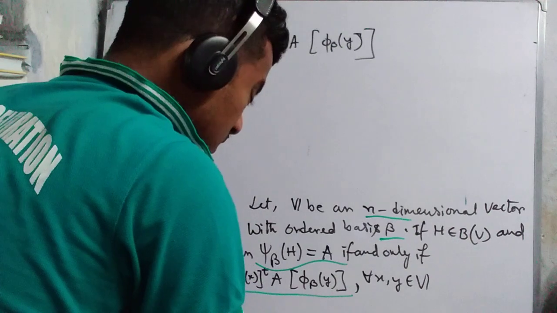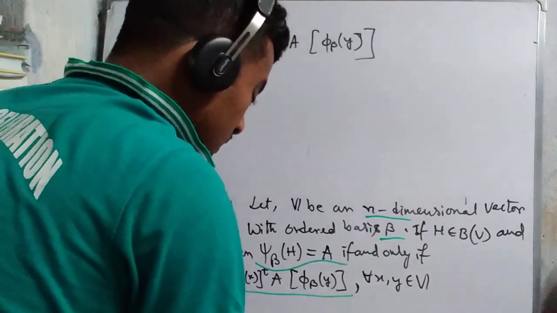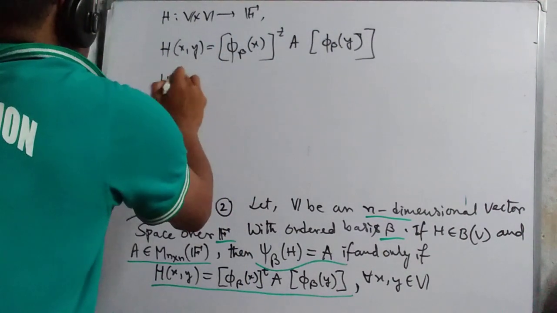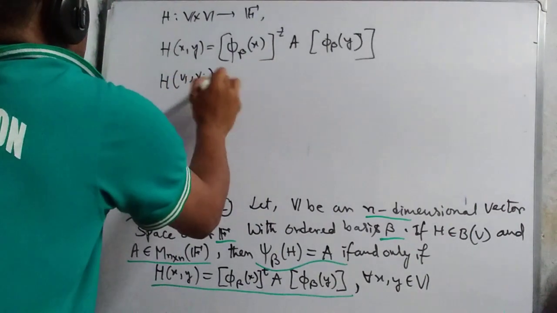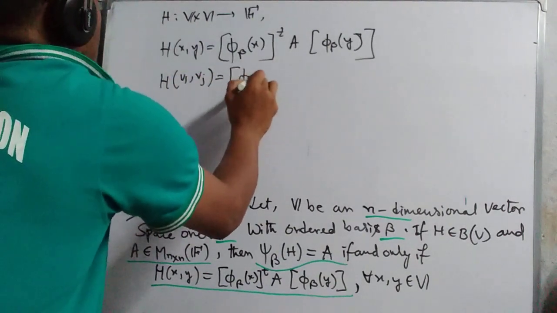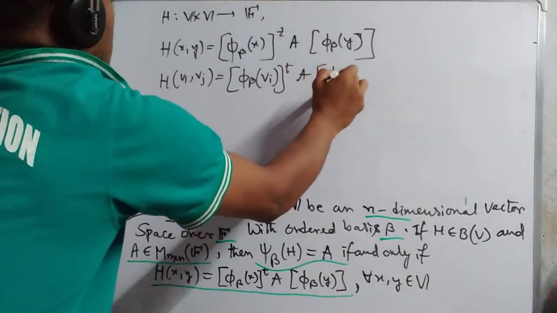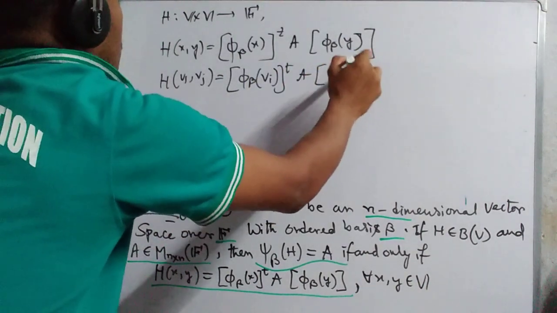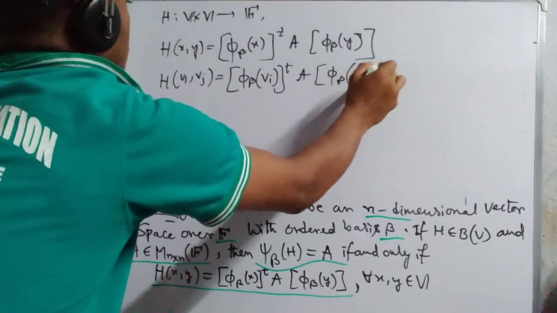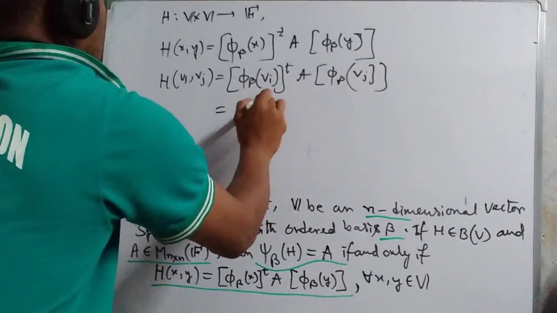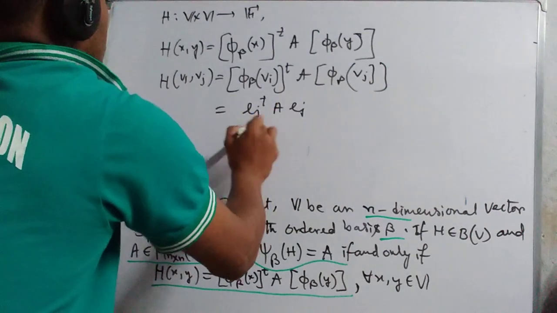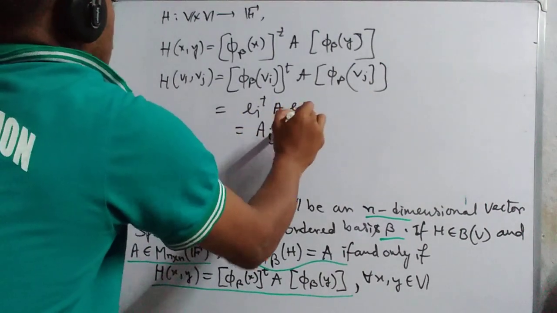How do we also discuss it in this way? That means h of p_i and p_j is equal to what? It is equal to psi beta of p_i, whole transpose, A, phi beta of p_j. Okay. Then this one is equal to e_i transpose A, which is equal to a_ij. Understood?